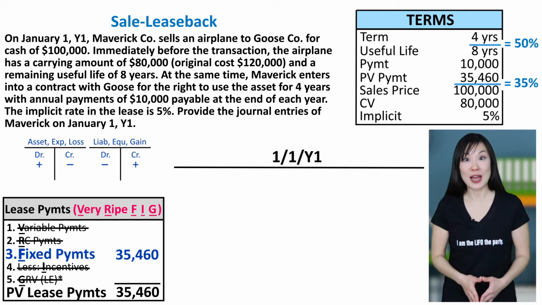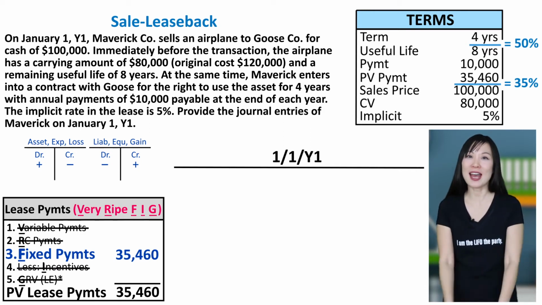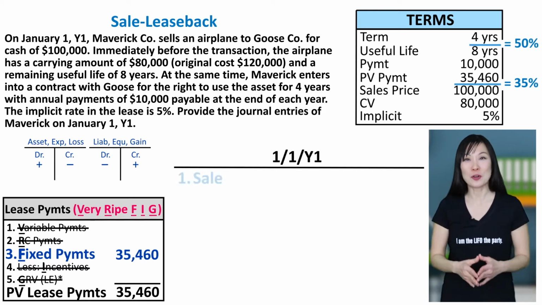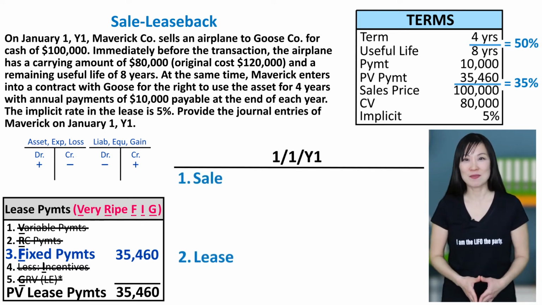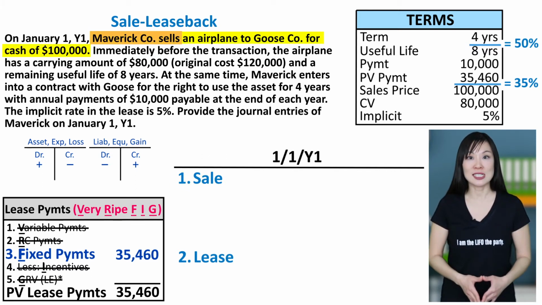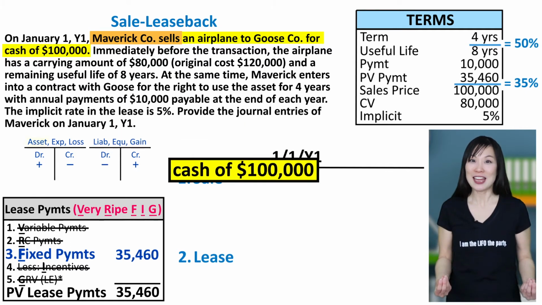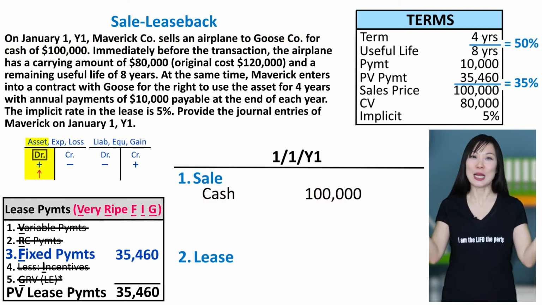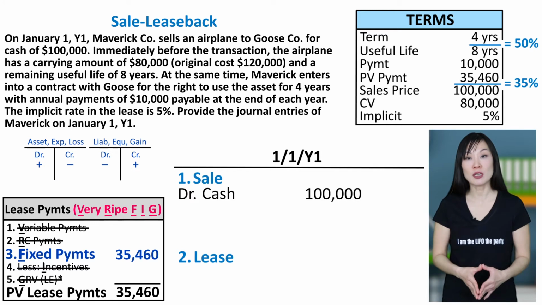This is a sale-leaseback transaction, so account for it as 2 transactions. First do the sale, then do the lease. Starting with the sale, Maverick sells the airplane to Goose for cash of $100,000. Maverick's the seller, he's getting the cash. That's cash increasing, debit. What's the other side of the entry?